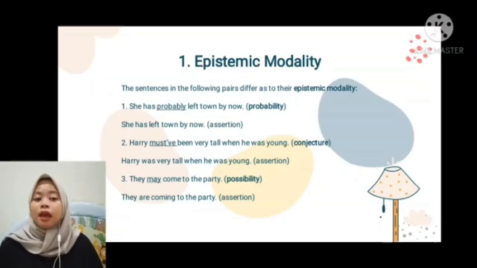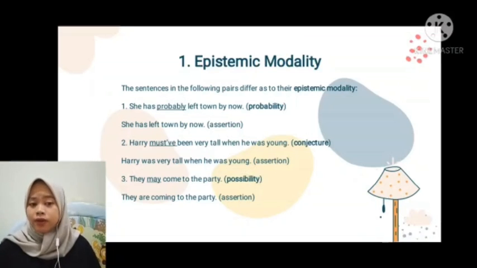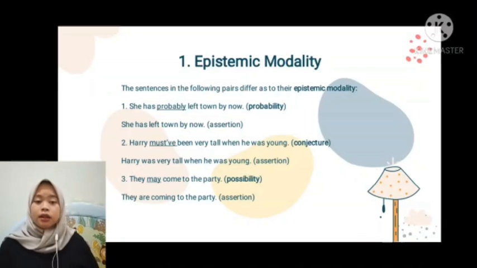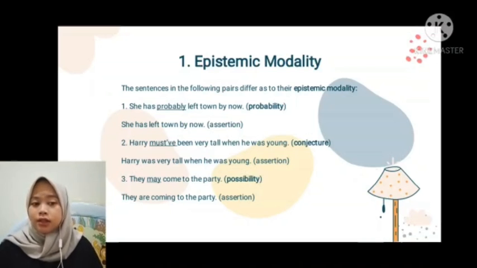The next sentence: Harry must have been very tall when he was young. It is conjecture. And: Harry was very tall when he was young. It is assertion. Why? The first sentence is conjecture because there are the words must have been. So the third example: they may come to the party. It is possibility. And: they are coming to the party. It is assertion. The difference is that in the first sentence you can find the word may.